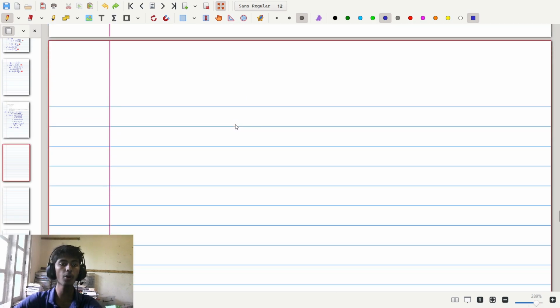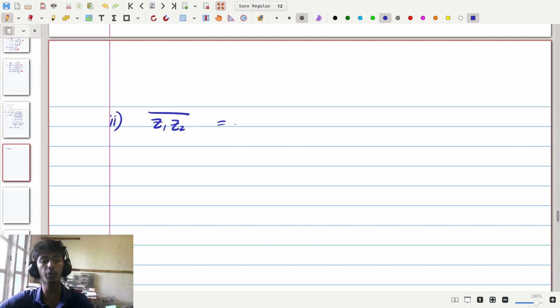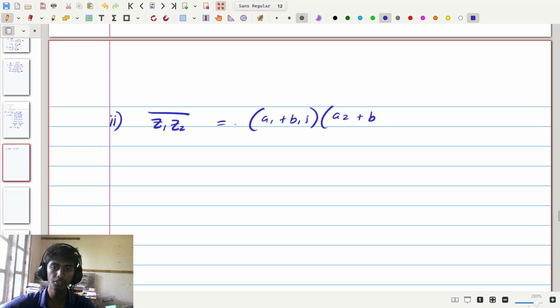Now according to that, if we go down, what we can do is use the same Z1 and Z2 and consider Z1 times Z2 conjugate, substitute in Z1 equals A1 plus B1i and Z2 equals A2 plus B2i, and simplify and see if we get Z1 conjugate times Z2 conjugate. Now according to that, what we're going to get here is A1 plus B1i times A2 plus B2i conjugate.